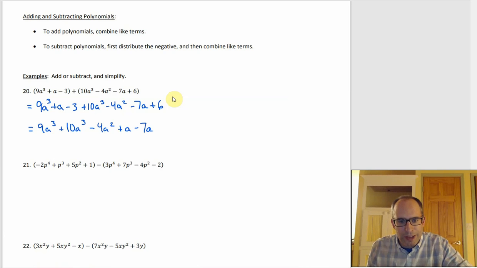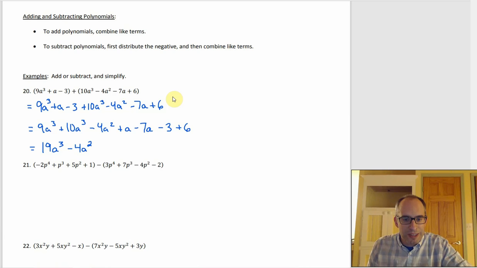And then for constants, minus 3 and then plus 6. So you can do it like that. And then you can just combine these together, right? So 9a cubed plus 10a cubed, you'd say, well, 9 plus 10 is 19. So that's 19a cubed. And then there's nothing to combine with this minus 4a squared. It's the only a squared term. So just minus 4a squared next.